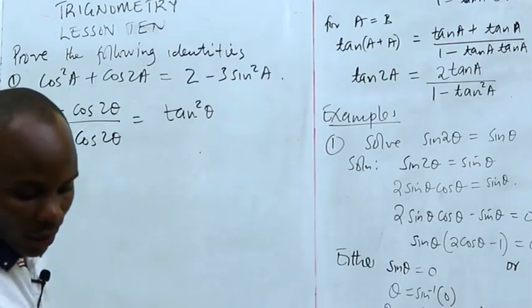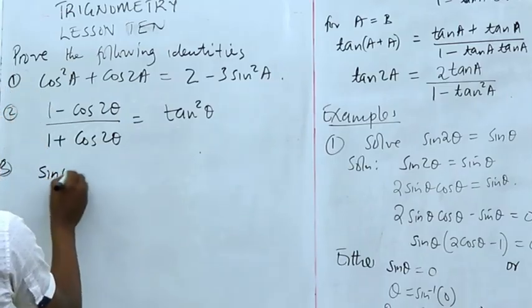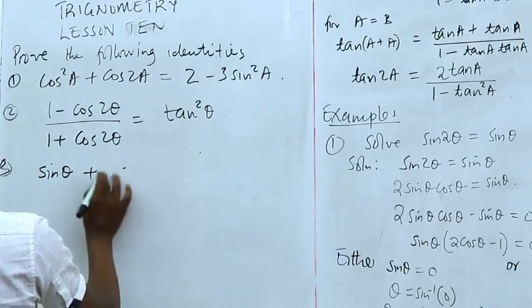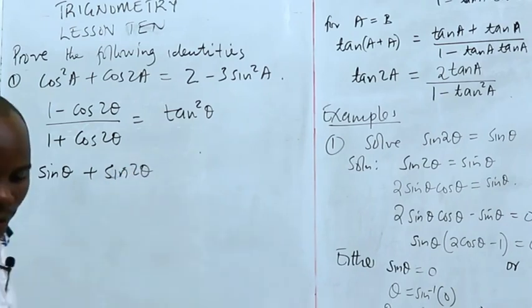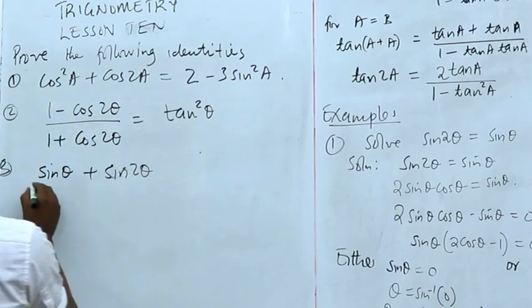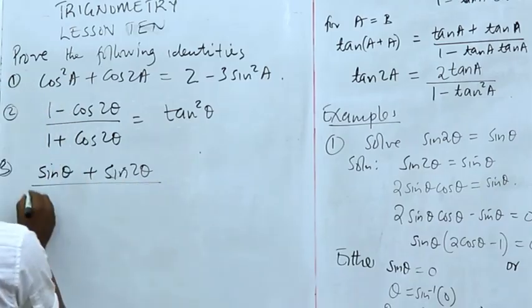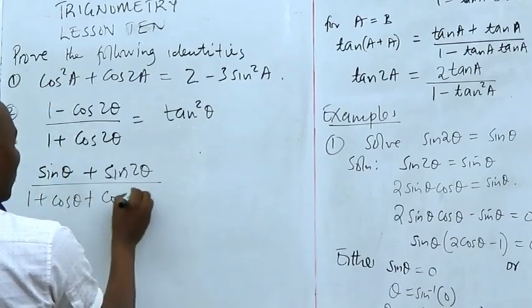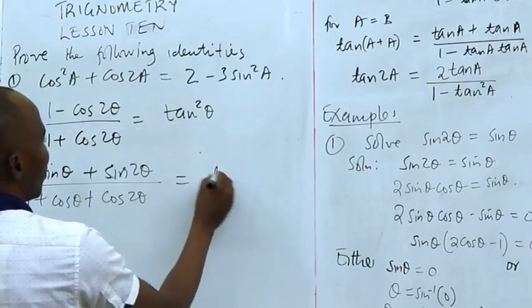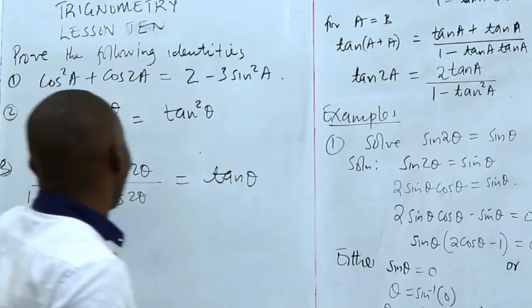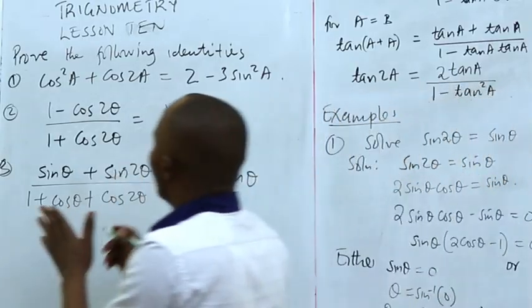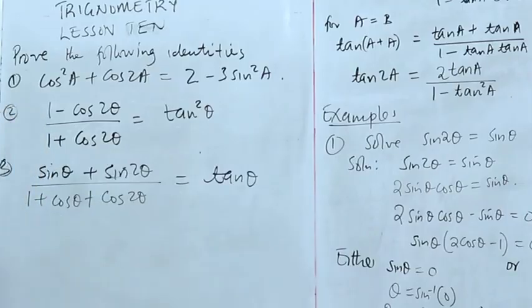Number 3: sine theta plus sine 2 theta over 1 plus cos theta plus cos 2 theta. I want to prove that that one is equal to tan theta. You can see that all the ones I've chosen to look at have double angles in them. Let's look at the solution.